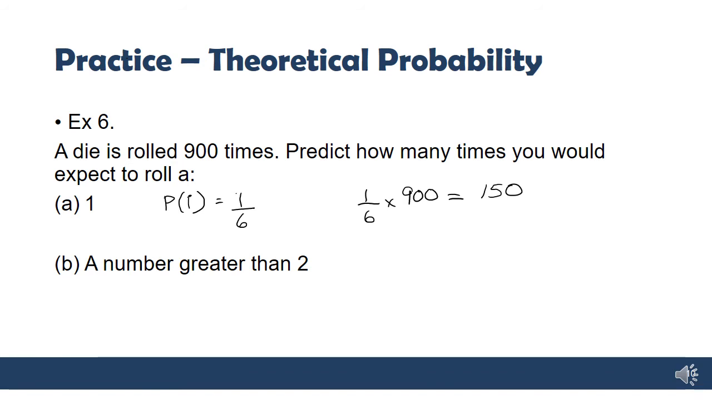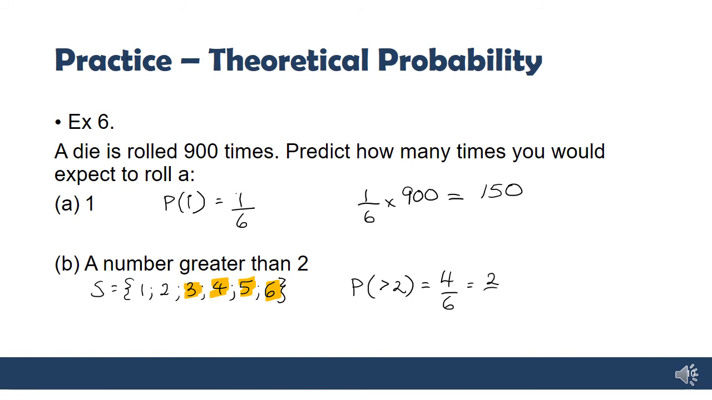If we look at the second one, if we want to know how many times should we get a number greater than 2? Well, let's write out our sample space because I need to be able to visualize a number greater than 2. So I have my sample space 1, 2, 3, 4, 5, and 6. And I'm going to highlight all the numbers that are greater than 2. So that's 3, 4, 5, and 6. Okay. So in this event, the probability of getting greater than 2 is equal to 4 out of 6. And that simplifies to 2 over 3. So in 900 rolls, I'd have 2 over 3 times 900, which is going to give me 600. So I expect to get a number greater than 2 600 times.